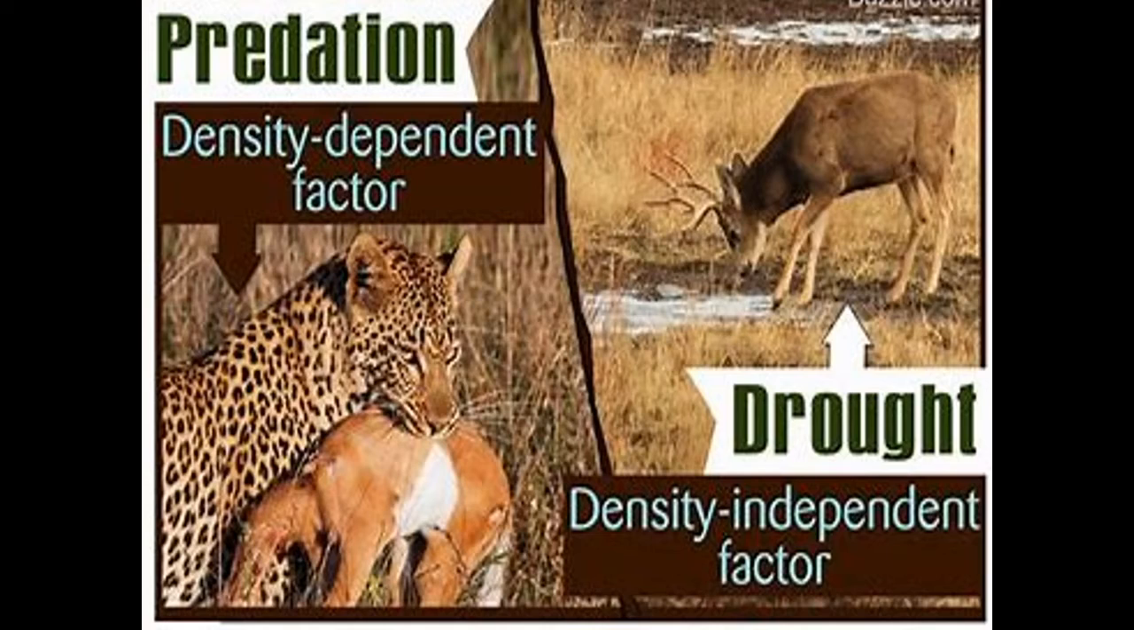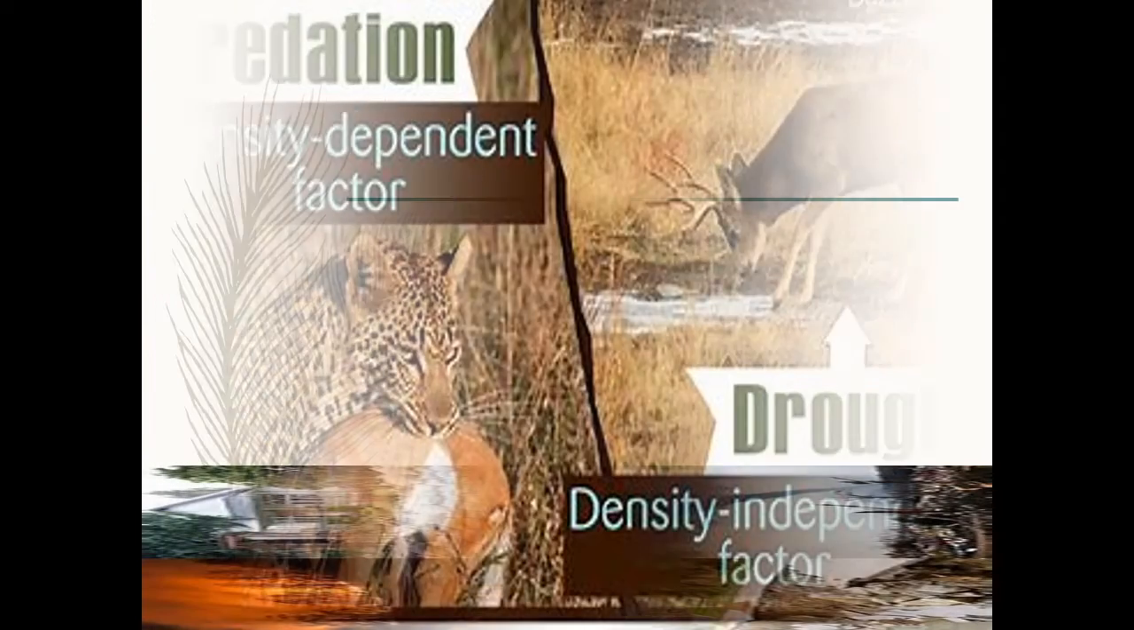So natural disasters are a good example. Drought is a good example. It doesn't matter if you have few members or a lot of members, it will always affect the population. So it's independent of the rest, while the other one depends on the quantity of the population. So here we have some examples.